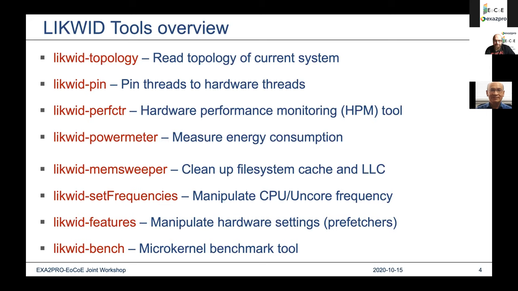And then for more the benchmarking purposes, we have likwid-memsweeper to clean up the file system cache and the last level cache. Then we have likwid-setFrequencies, which manipulates the CPU and uncore frequencies of currently x86 systems. We are working to support other architectures as well for that. likwid-features to manipulate hardware settings, mainly the prefetchers, but there are some different values you can change that affect the runs. And then we have likwid-bench, which is a micro benchmarking tool using handcrafted and optimized assembly kernels to get the best performance out of a system, to measure the memory bandwidth or cache bandwidth or cycles for single instructions and stuff like that.